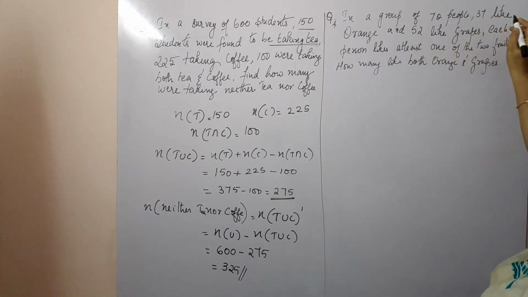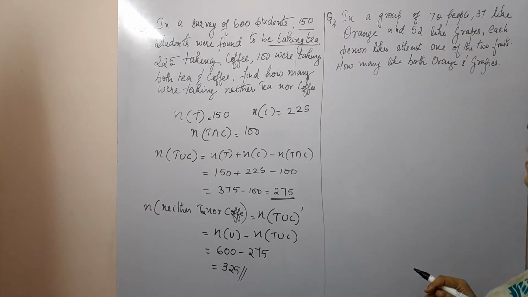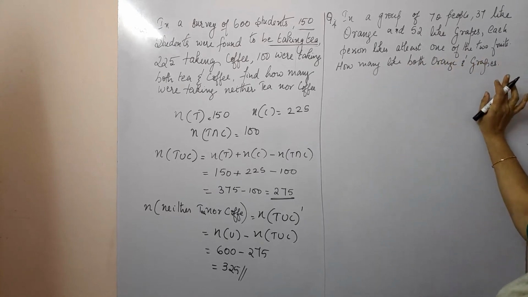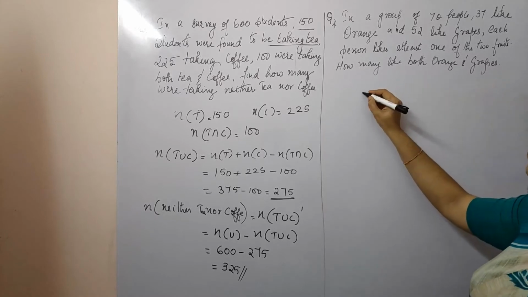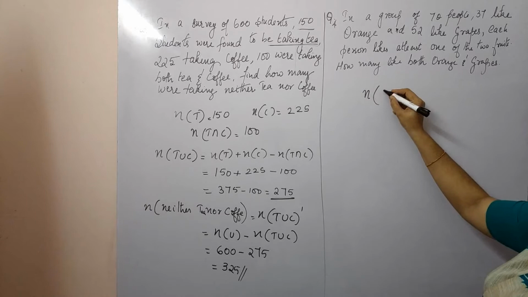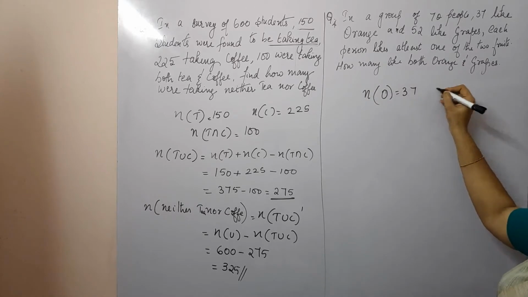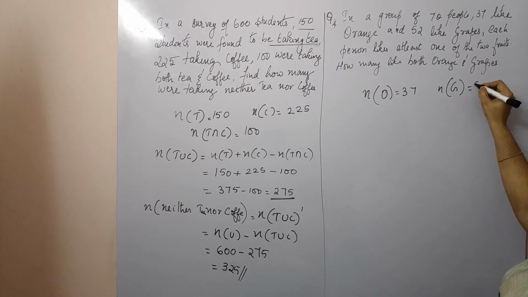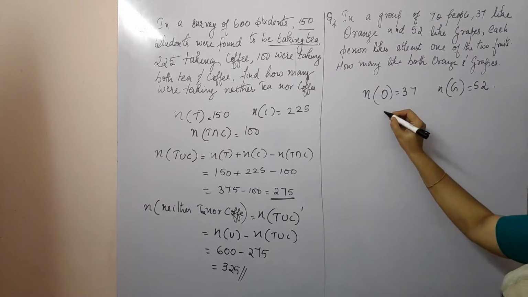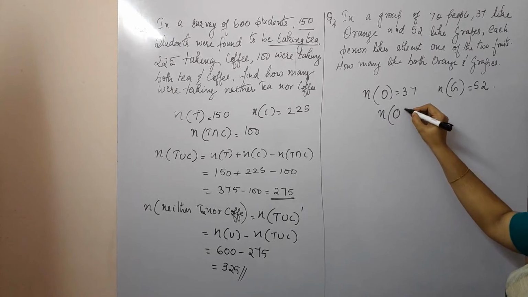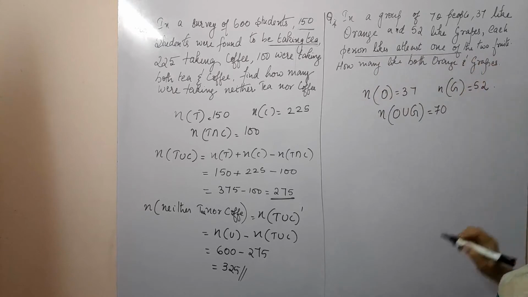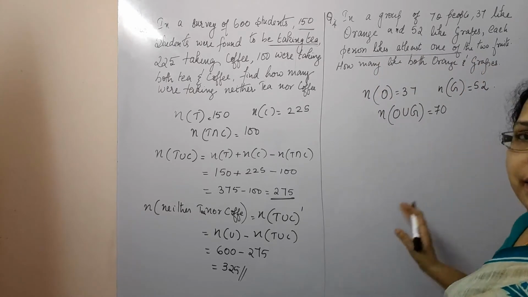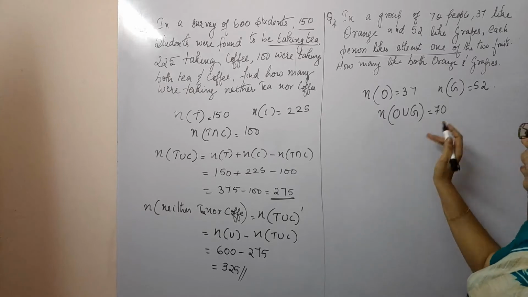In a group of 70 people, 35 like orange and 52 like grapes. Each person likes at least one of the two fruits. How many like both orange and grapes? Okay, so now here N of O is equal to 37, N of G is equal to 52. And it is also given N of O union G is equal to 70, because it is given each person likes at least one of the two fruits. So nobody is exempted from this.